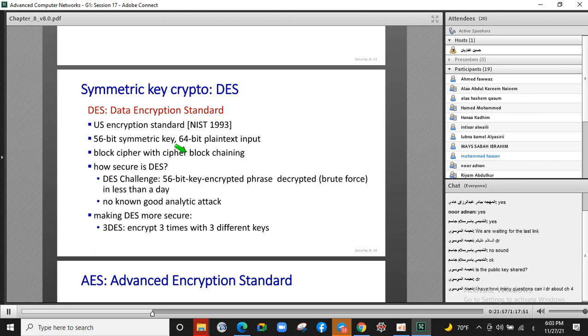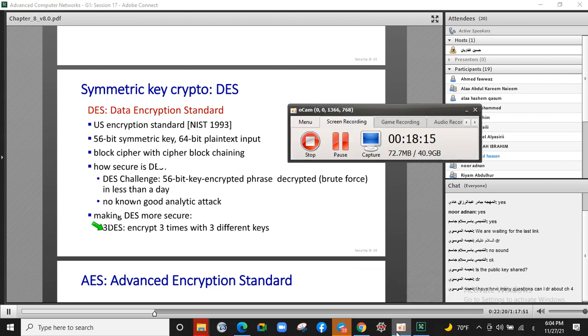So how can I overcome this problem? We have another strategy that comes from this. We call it triple DES. Triple DES means that I'm repeating the encryption of this strategy 3 times. So we have 3 56-bit keys.